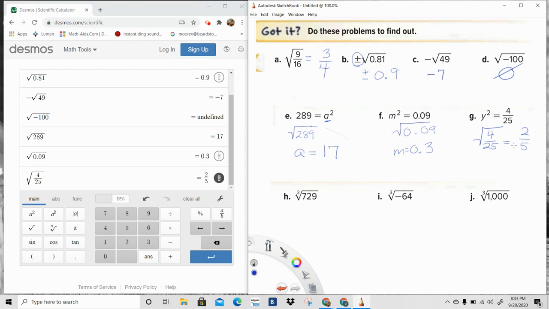The other way that you can do these without using the fraction button is to punch in the top number first and then punch in the bottom number and do it separately and then put it back together as the fraction when you're done.